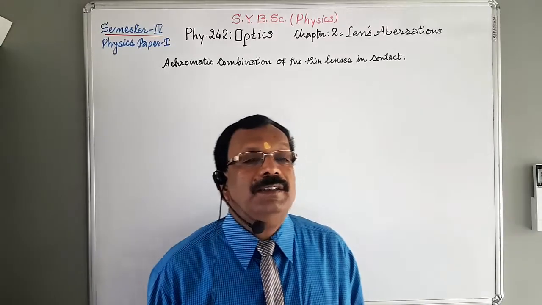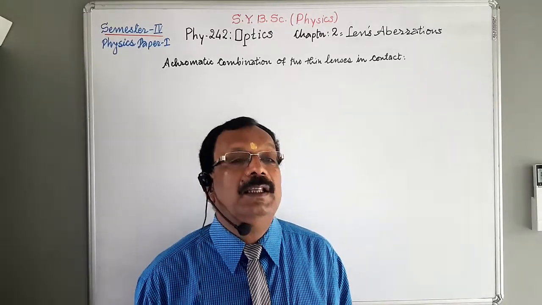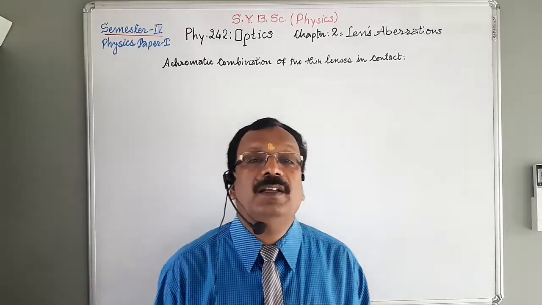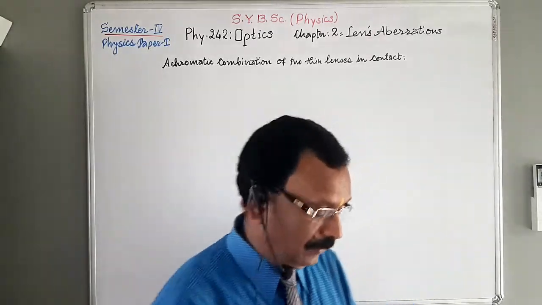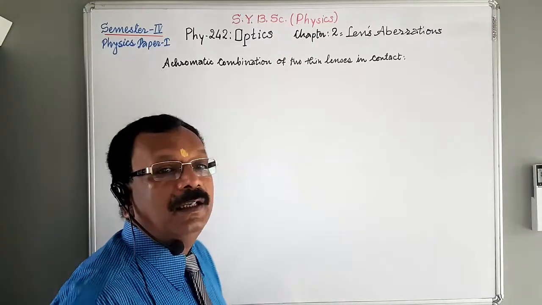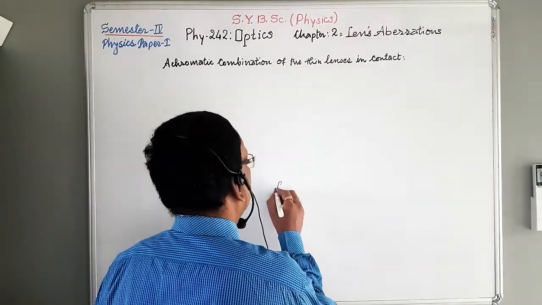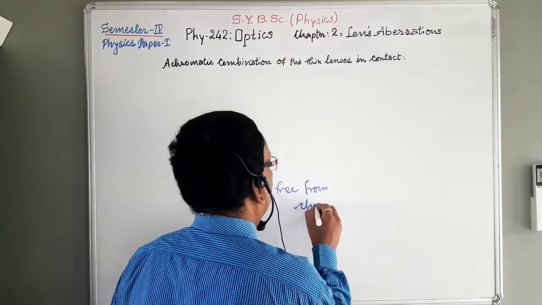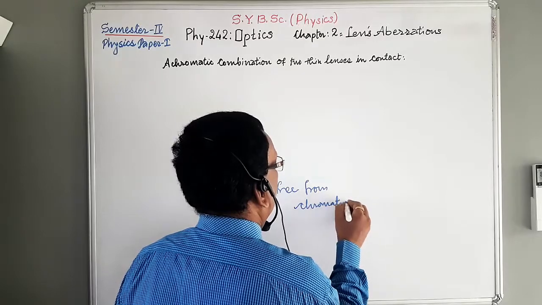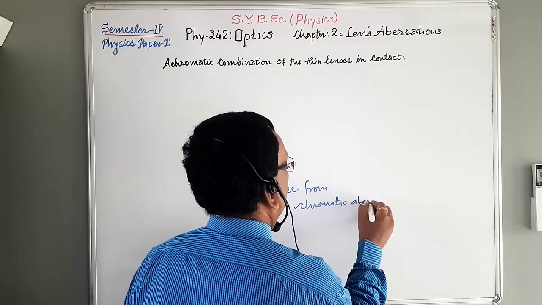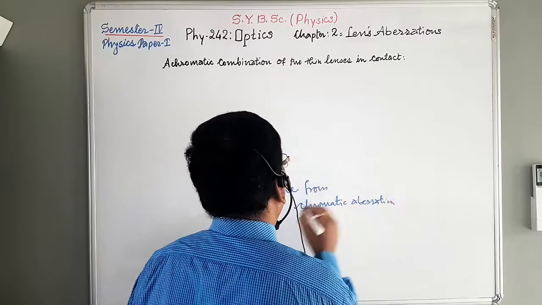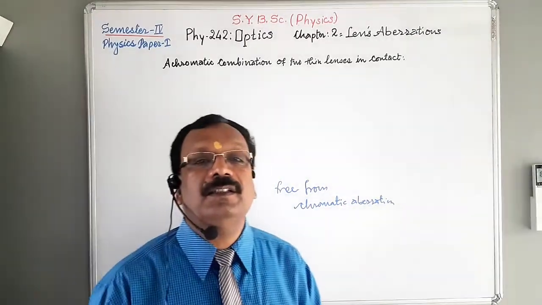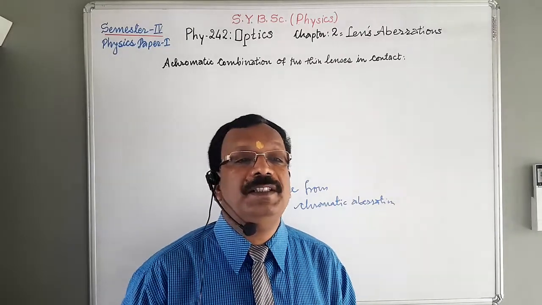What is achromatism? Any optical system free from chromatic aberration is called an achromatic system.